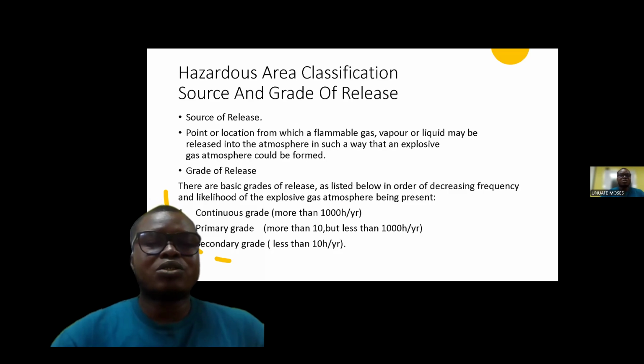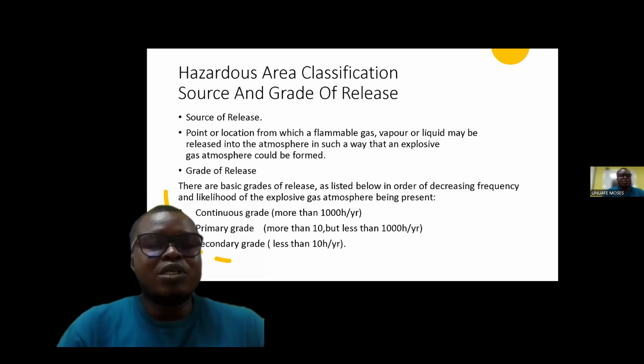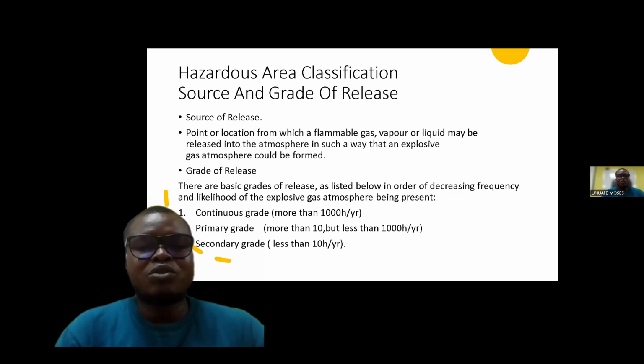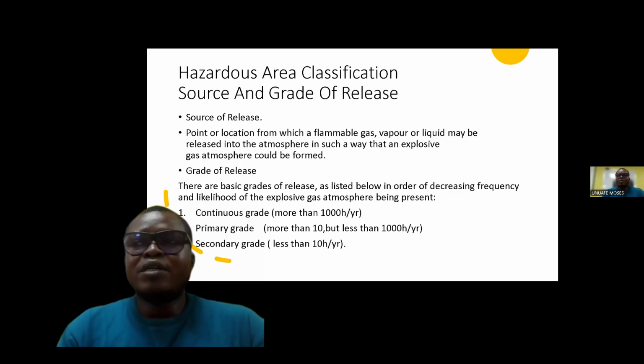For us to do this successfully, we have to consider two factors, which are the source and the grade of release. The source of release is the point or location from which the flammable gas, vapor, or liquid may be released into the atmosphere in such a way that an explosive gas atmosphere could be formed. The grade of release depends on three different criteria, depending on the frequency and the likelihood of explosion.